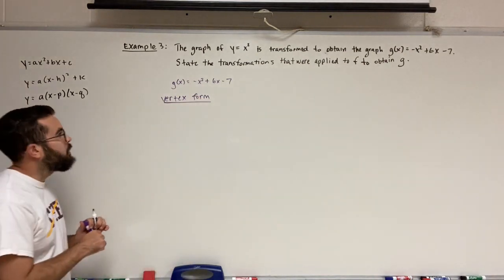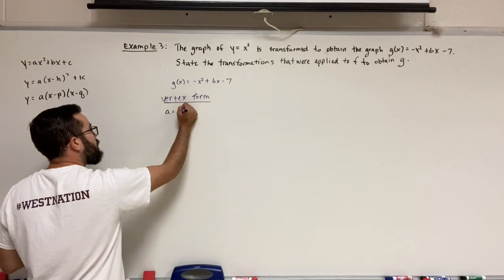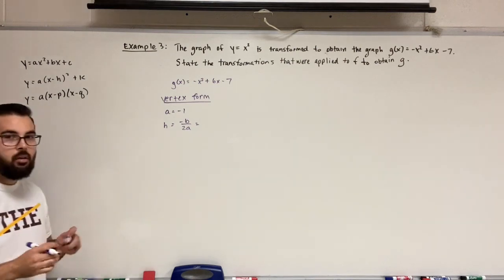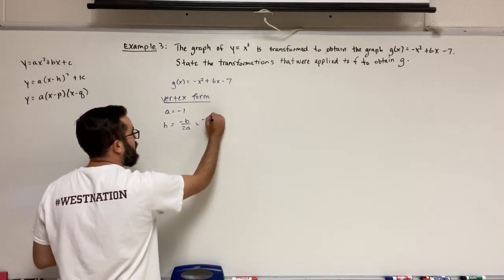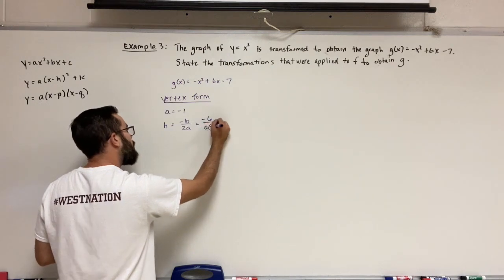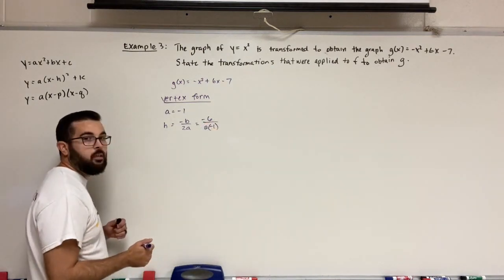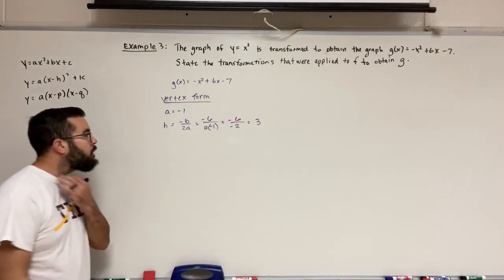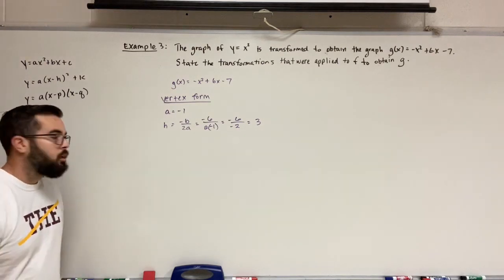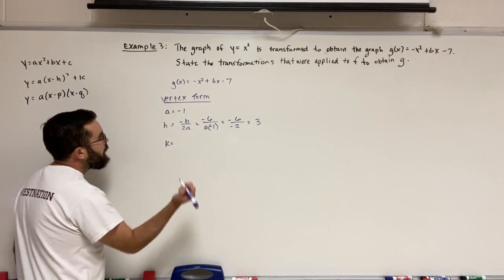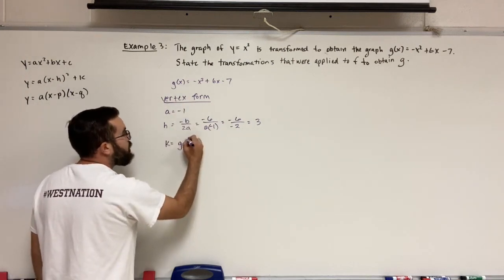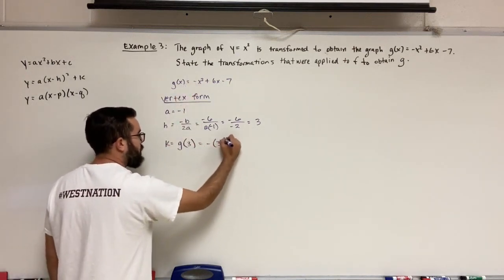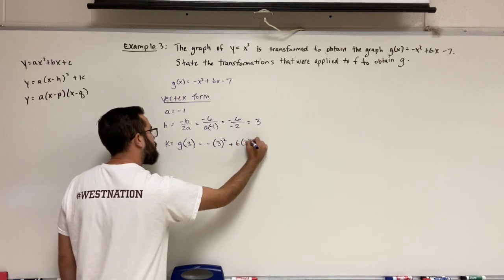So we've done this already today. We've seen that a is negative 1. h is negative b over 2a. So b is 6, so we have minus 6 over 2 times a, which a is negative 1. So that's negative 6 over negative 2, which is 3. And then k is g of 3. So all I'm doing is plugging in 3. So I have minus 3 squared plus 6 times 3 minus 7.